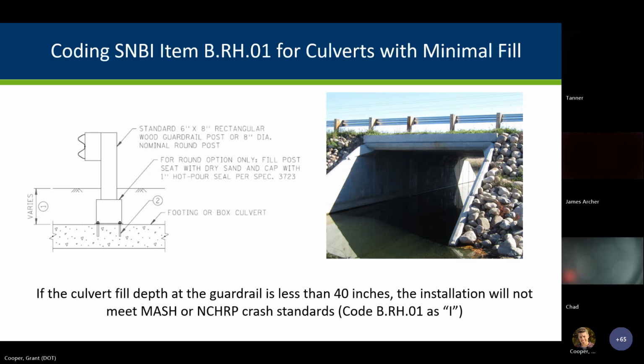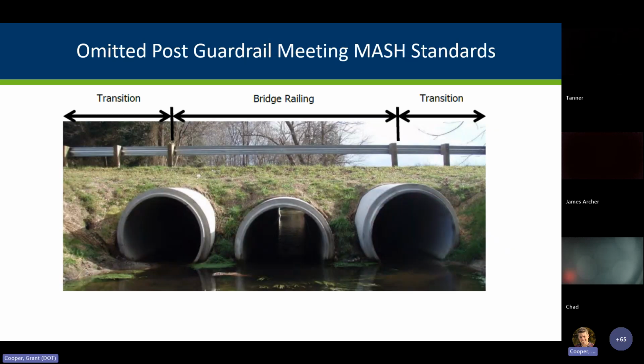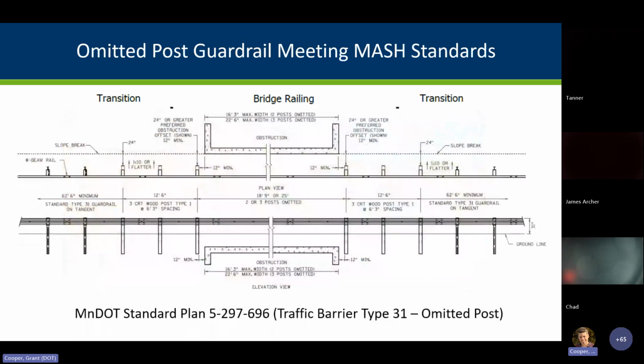The other outlier is one that we found, and this is actually an example right from the SNBI manual. When I first saw this, I thought it odd that it would be meeting any sort of standards. You see that big length of guardrail with no posts right above the culvert. But this is actually what they call an omitted post design. It's a very specific design, and we actually have it right in our MnDOT standards. It's available for a couple of different things, but up to a 22 and a half foot wide culvert.